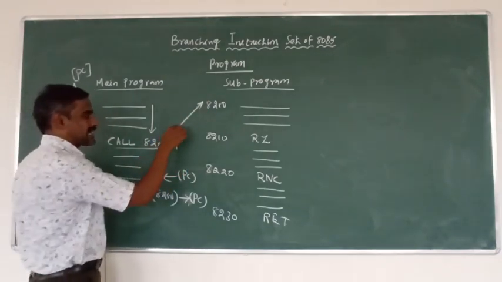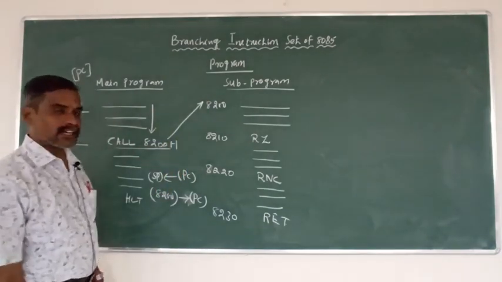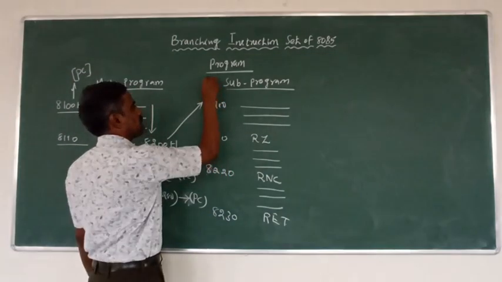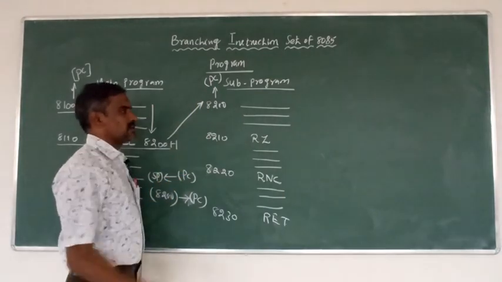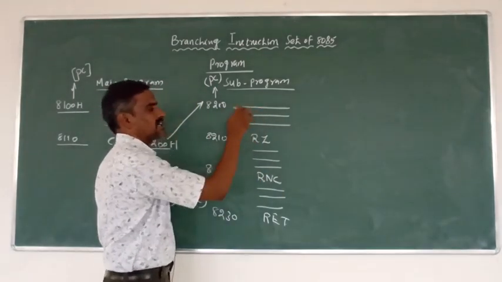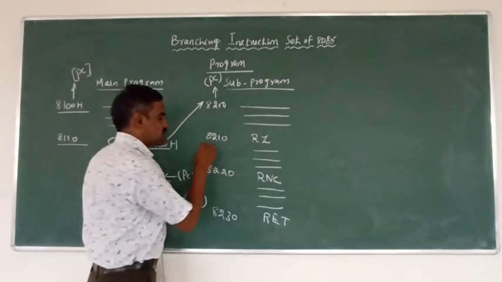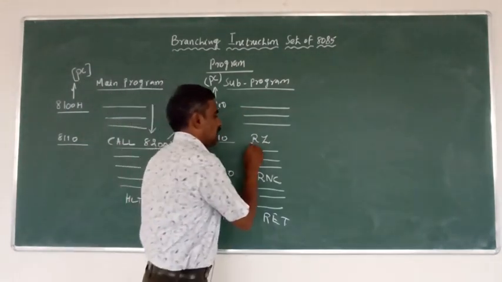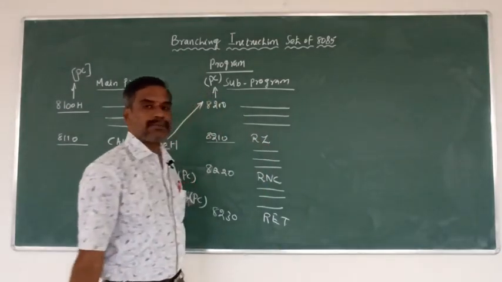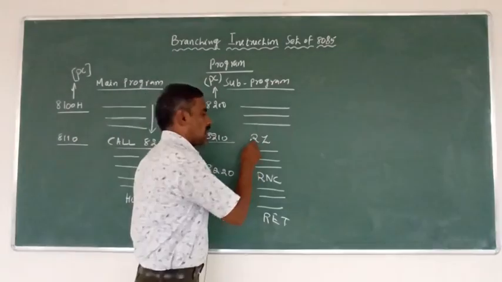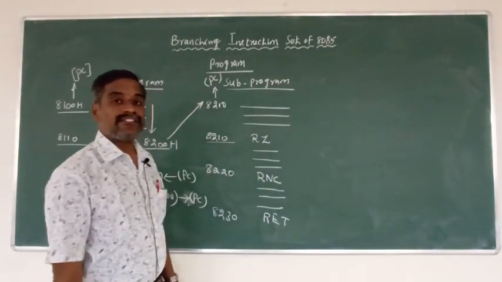Now it will transfer the sequence to here. This address 8200 will be stored in the program counter, and the program counter will execute the 8200 address location data. It will execute up to 8210. And here RZ means conditional return. RZ means return if result is 0.